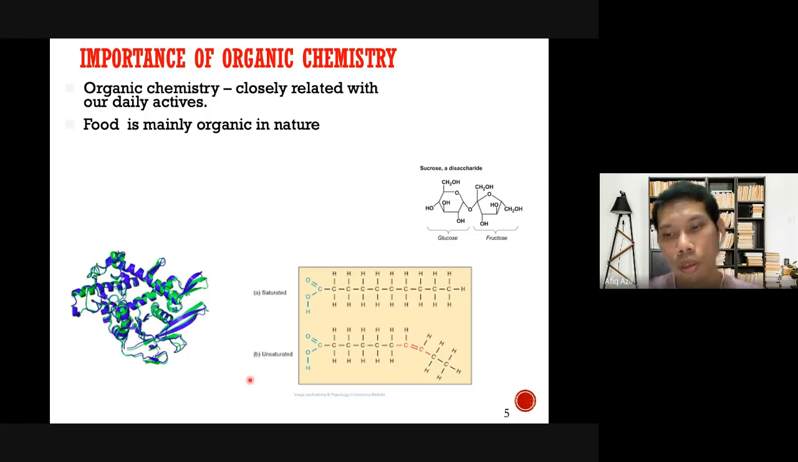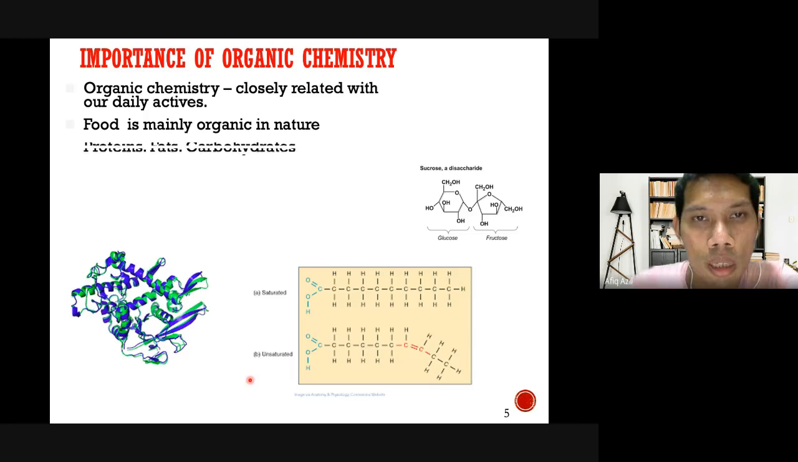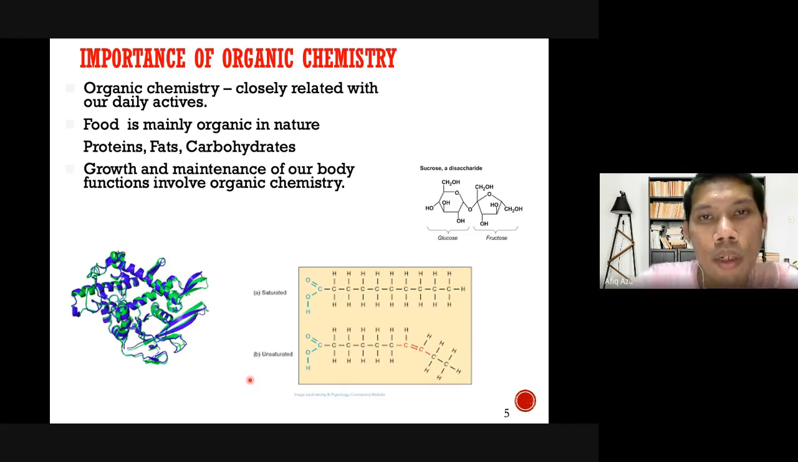The importance of organic chemistry. So why do you, as a pharmacy student, need to know about it? One is because it relates to the drug formulation itself. But then again, these are actually closely related to our daily life.